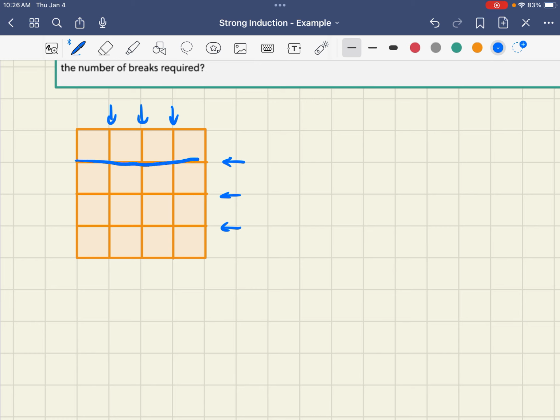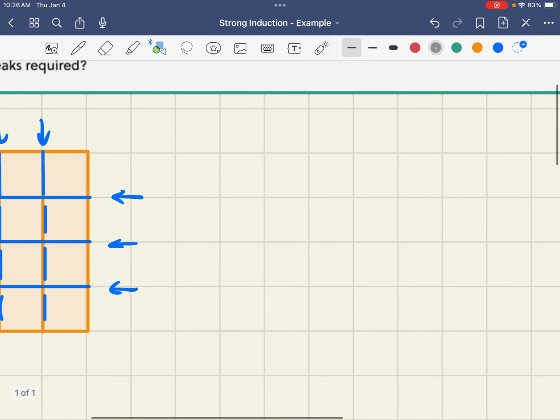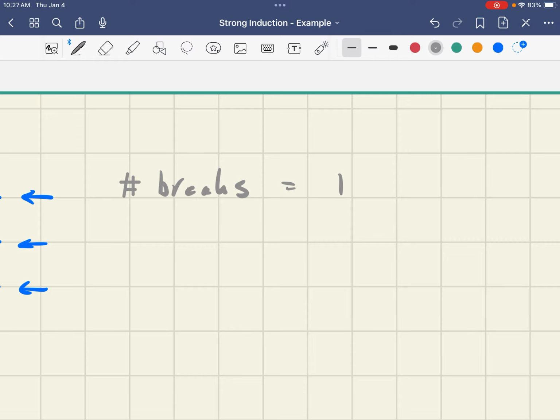Well, I break this one. I should probably make that a straight line. I break this one, break this, so that's 3. And then I break this one, 1, 2, 3. So far we're at 6, 7, 8, 9, 10, 11, 12, 13, 14, and 15. That's 15 breaks in total. So the number of breaks equals 15.